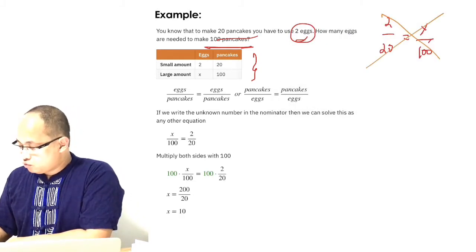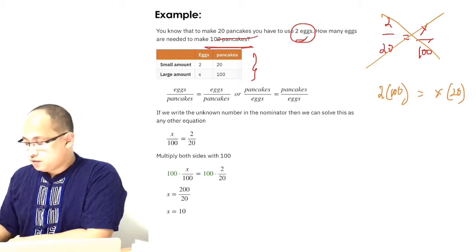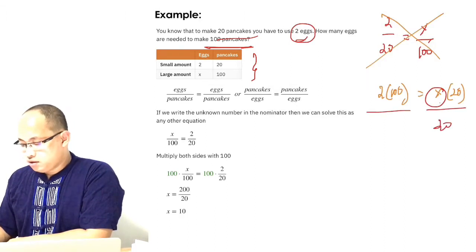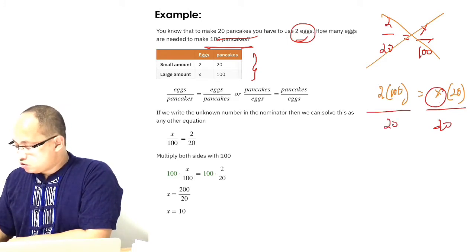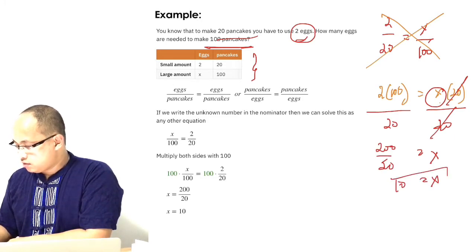So therefore you have 2 times 100 is equal to x times 20. Now in order for us to only have x on this side, we divide both sides by 20. So we cancel 20 here, and what is left is x. Now you have 2 times 100, so it becomes 200 divided by 20. So therefore x is equal to 10.